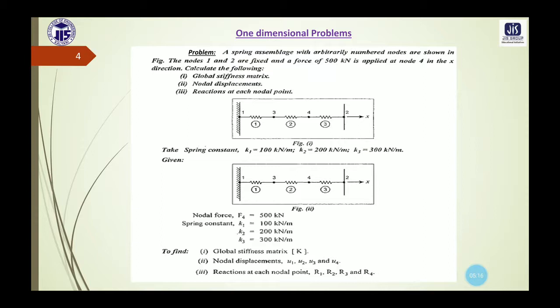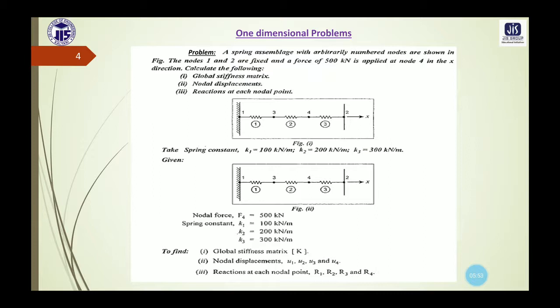Now let us discuss one numerical based on the concept of this spring element. So what this question says, a spring assemblage with arbitrarily numbered nodes are shown in the figure. Now in this figure 1 we can see that spring assemblage and the different elements 1, 2 and 3 here.